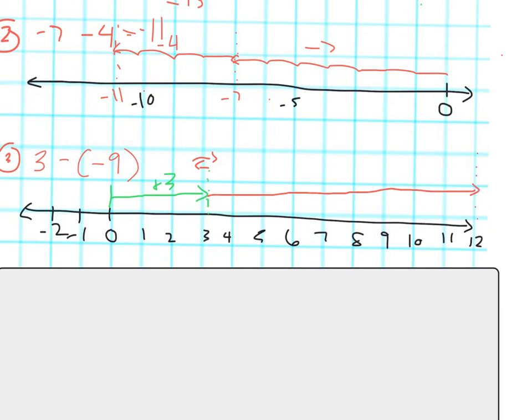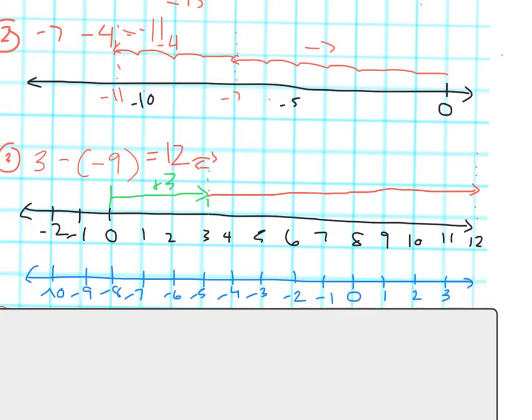And so my answer is 12. And if you find it odd that 3 minus negative 9 is 12, if you think that doesn't necessarily make sense, even though I explained it to you, I want you to look at this blue number line right here.